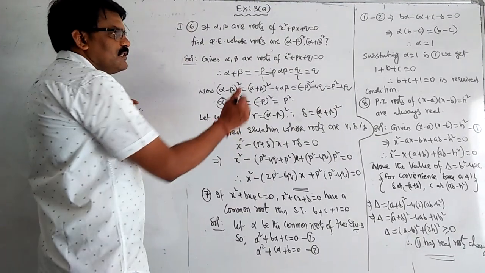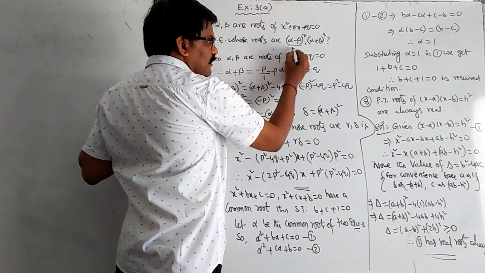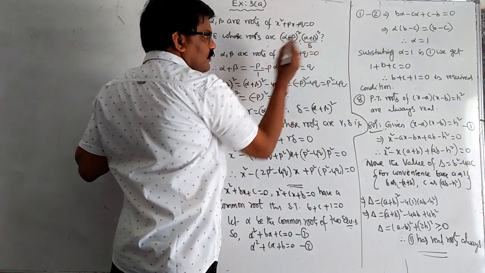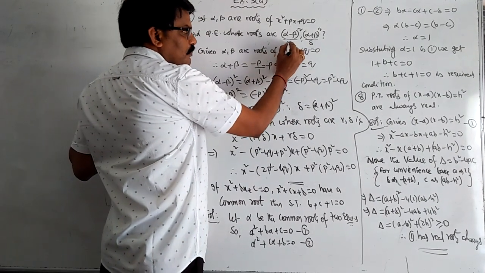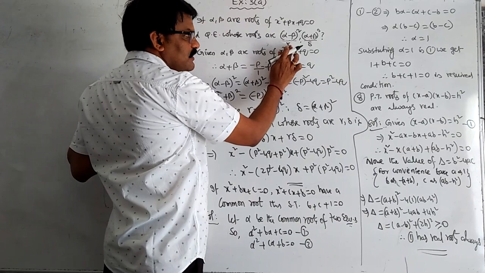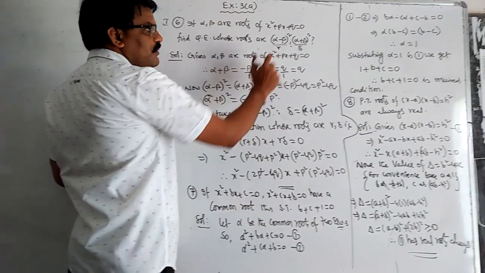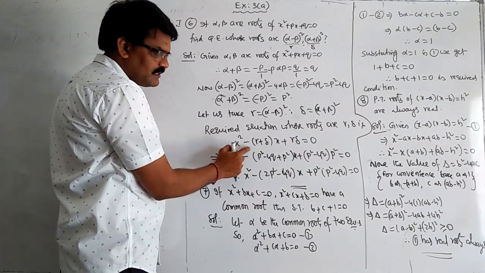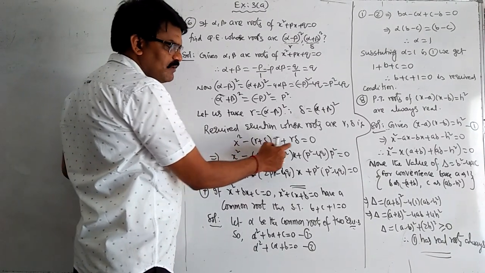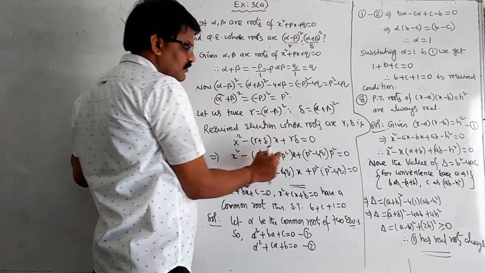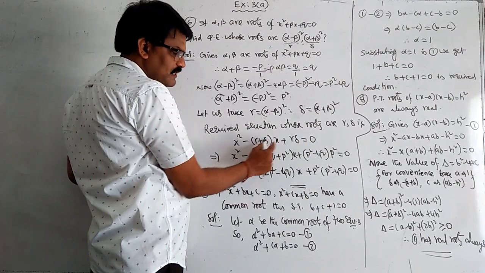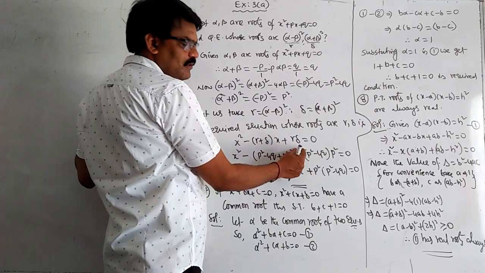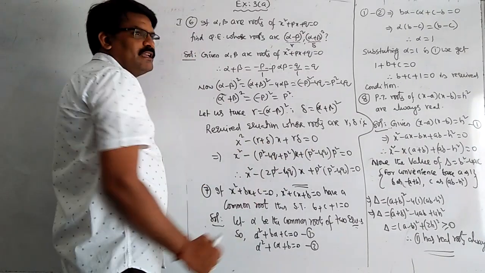So what is the question? Suppose this is gamma and this is delta. First you have to find the values of gamma and delta. When you know the two roots, you know the quadratic equation is x square minus (sum of the roots) into x plus product of the roots is equal to 0. So by finding the alpha plus beta value and alpha beta value, we can easily get the quadratic equation.